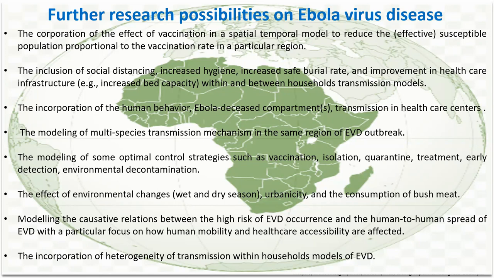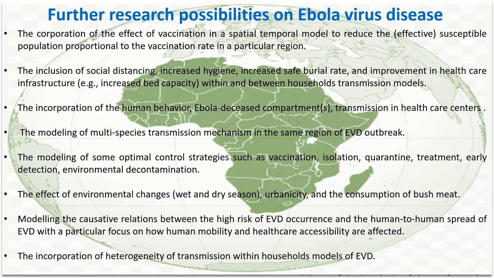More in the environment. Now, another thing to consider is the effect of environmental change, wet and dry season. Because wet and dry season is a common season we have in Africa. Some places can be rainy season and dry season. Wet has to do with rainy season. We also consider population and urbanicity, because we feel that Ebola happens in the rural area, but sometimes when there is an importation of Ebola, it also happens in urban areas too.